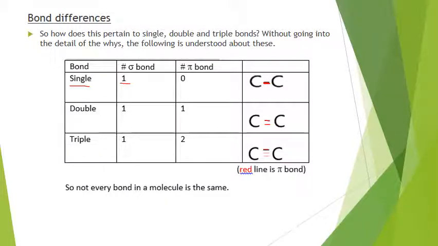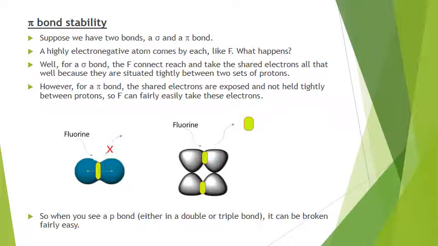So not every bond in a molecule is the same. If you see something like this, one of these is going to be a sigma, doesn't matter which one, and the other one is pi. Now, if you get into organic chemistry, you'll really be spending a lot more time on this. Okay, pi bond stability. And this is important. Well, we related that it's going to be weaker than sigma bonds. But let's see what the consequences of this are.